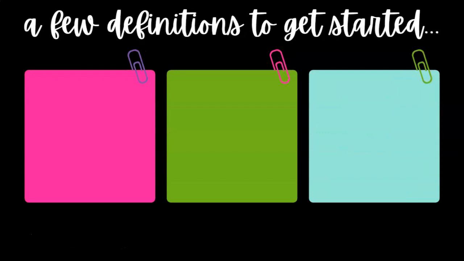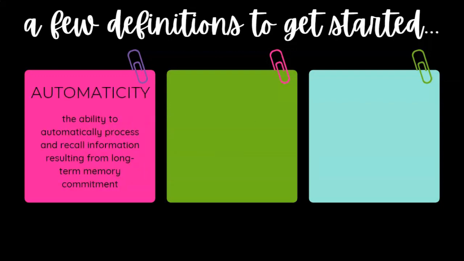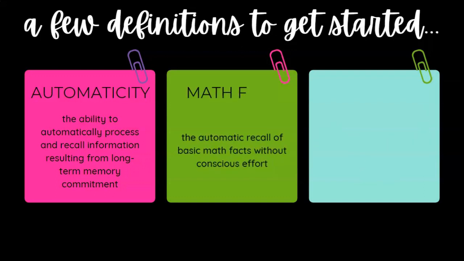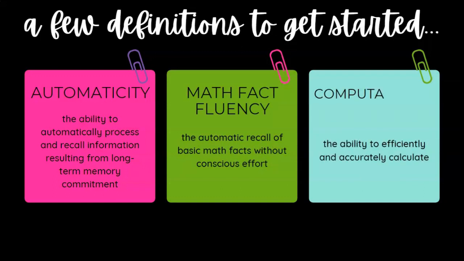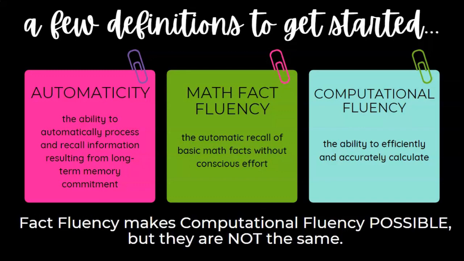I want to begin by providing you with a few definitions that you may or may not already be familiar with. The first one is automaticity. Automaticity is the ability to automatically process and recall information resulting from long-term memory commitment. Next is math fact fluency, and this is the automatic recall of basic math facts without conscious effort. And then the last one is computational fluency, and this is the ability to efficiently and accurately calculate. Fact fluency makes computational fluency possible, but they are not the same.